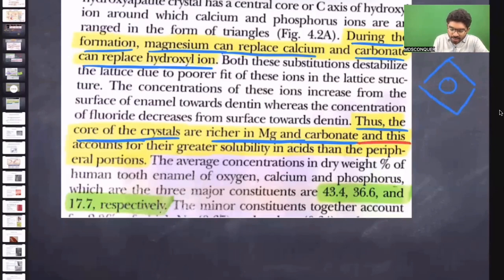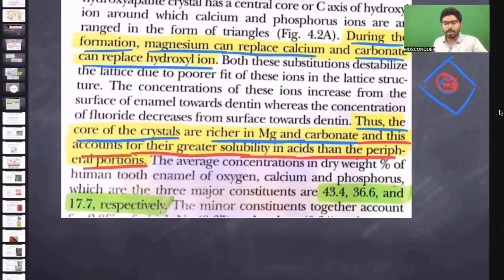And that is the reason why there is a greater solubility of acids in the center part than the periphery. So the central part is rich in magnesium and carbonates. That is the reason why it is more dissolved when compared to the periphery part of your hexagonal crystalline structure.